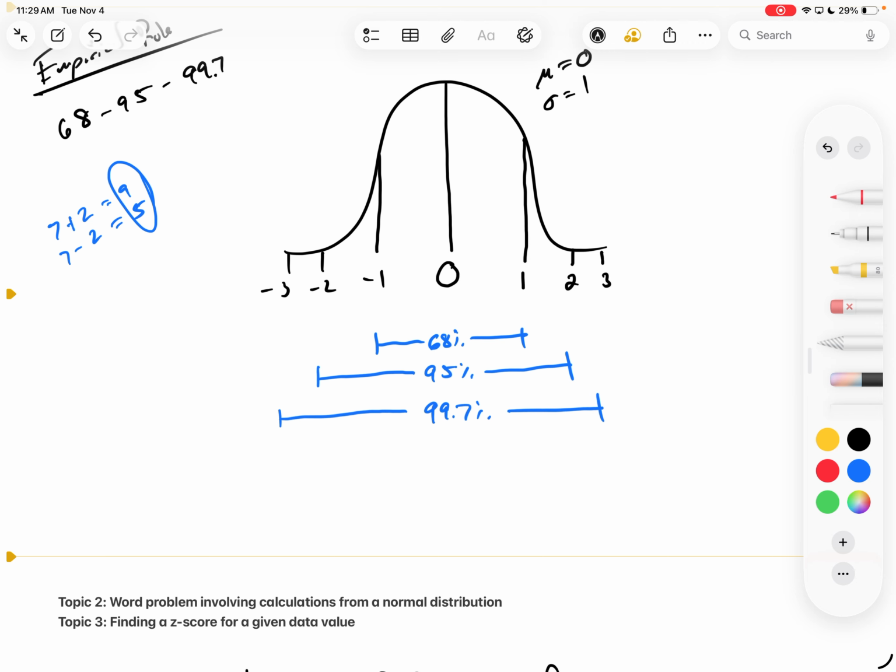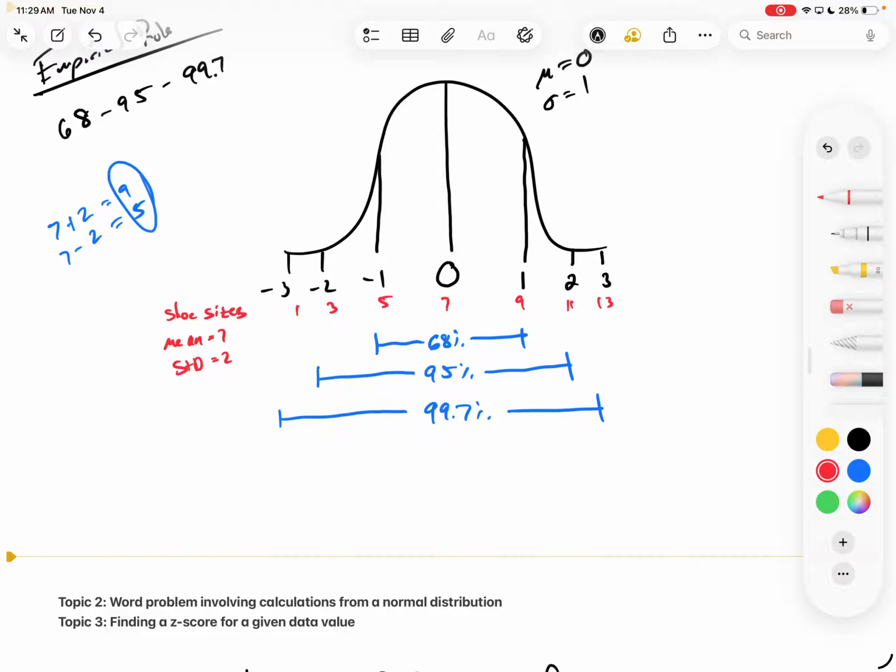And you can find pretty pictures of this online if you just Google empirical rule. 7, 9, 11, 13, 5, 3, 1. So if I did shoe sizes, mean of 7, standard deviation of 2, I could say 68% of the people have a shoe size between 5 and 9.